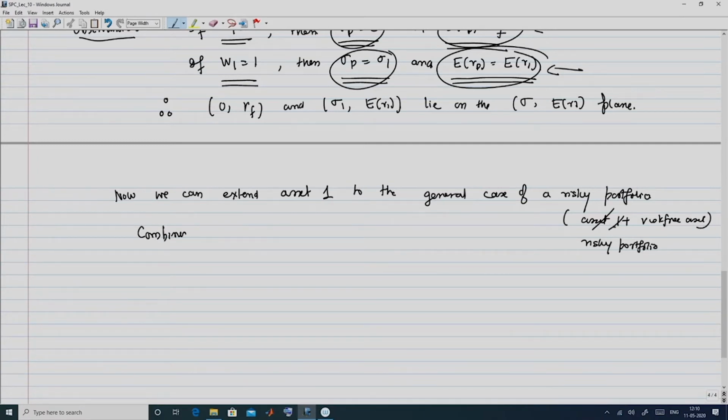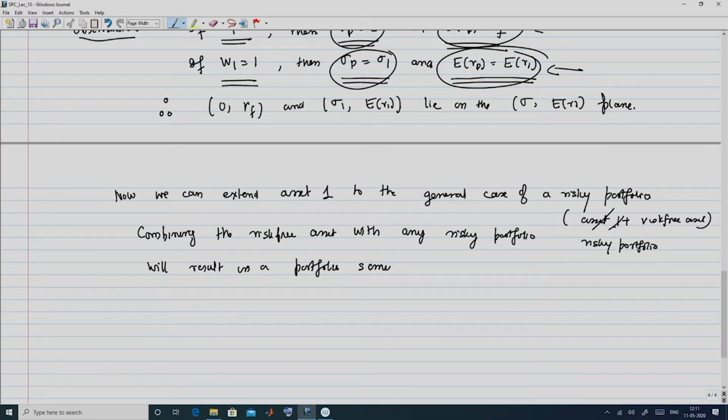So, combining the risk free asset with any risky portfolio will obviously result in a portfolio somewhere on the straight line connecting the two.